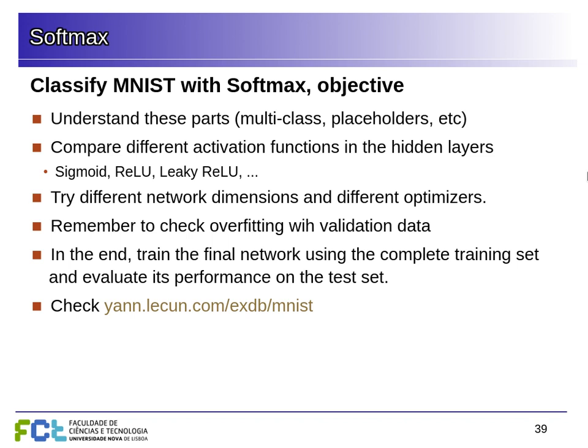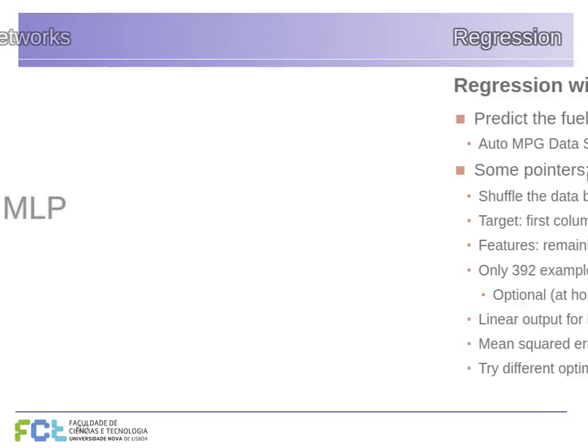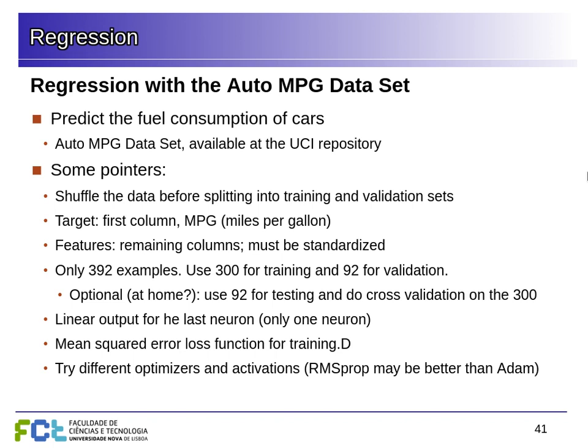Okay, exercise 2 is mostly the same thing, so basically the construction will be very similar, but it's a smaller data set. You're going to try to predict the miles per gallon, the fuel consumption of cars, based on several indicators. And some differences here: you should shuffle the data, because the MNIST data is already shuffled, but this one is not. The target value is on the first column, and the features are the remaining columns. We only have 392 examples, so use 300 for training and 92 for validation. Or if you want, you can keep those 92 for testing and use cross-validation.